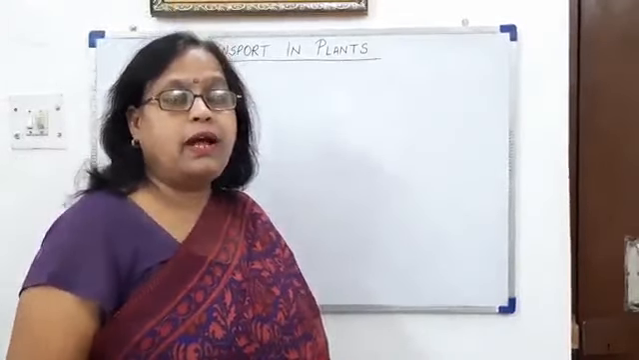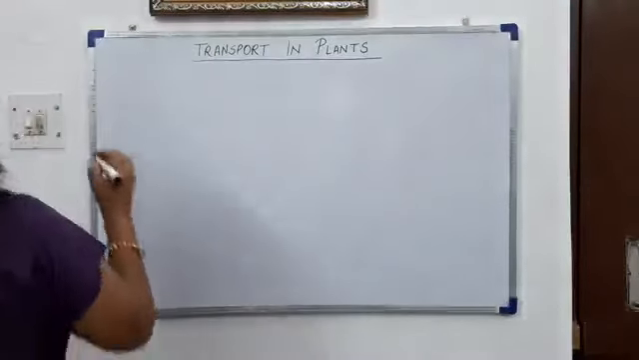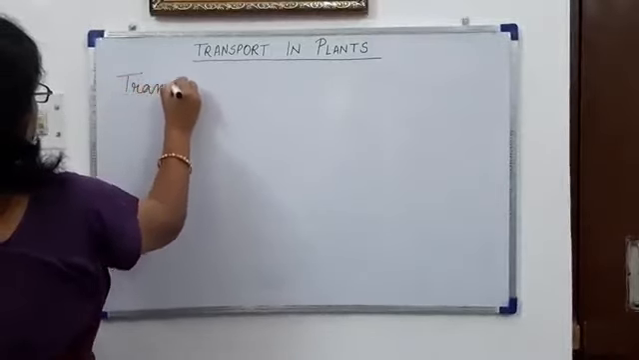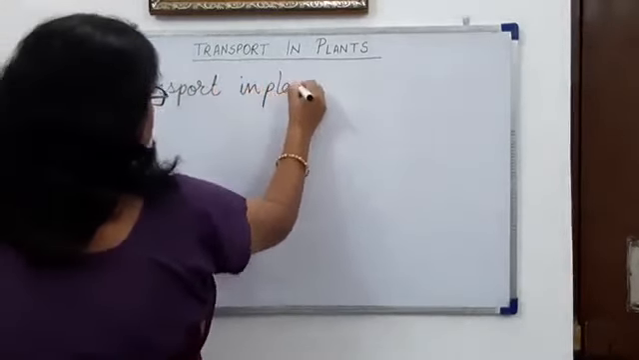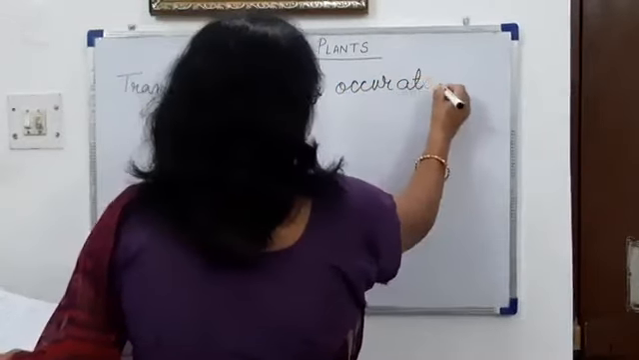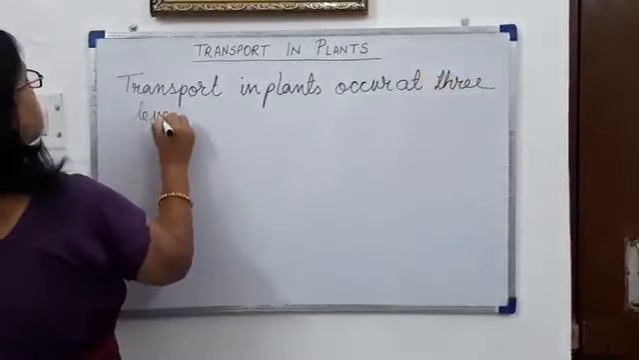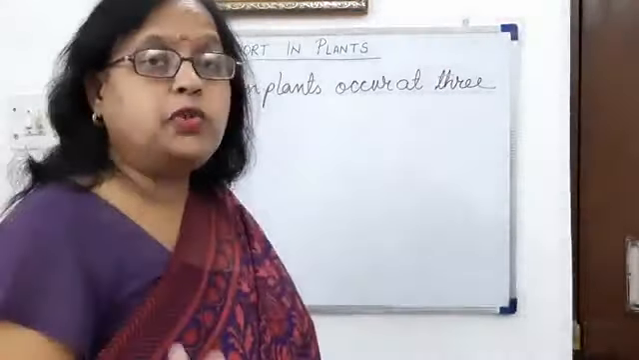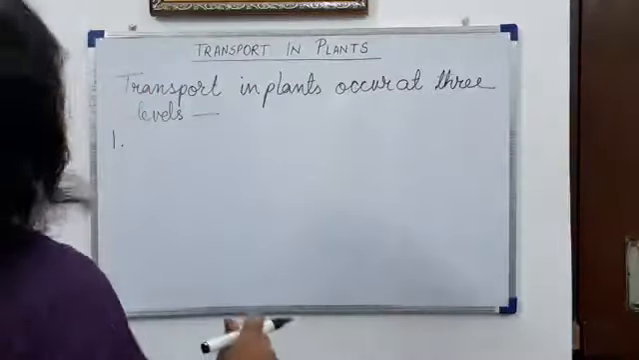Now, transport in plants occurs at 3 levels. So, what are they? Transport in plants occurs at 3 levels. Number 1, the individual cells are taking the water and minerals, like the root hair cell.